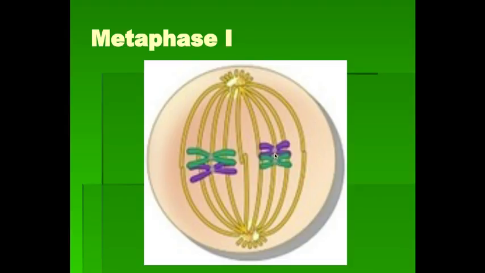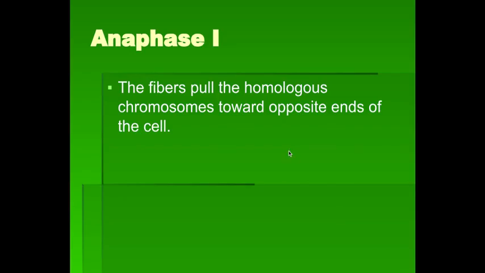So see, we have our pairs lining up together. It's really important that our pairs are together, not just in a straight line. So we have our smaller pair, and over here we have our larger pair, and they are lined up with those spindle fibers attached. Then we go on into anaphase 1, and the fibers pull the homologous chromosomes toward the opposite ends of the cell.